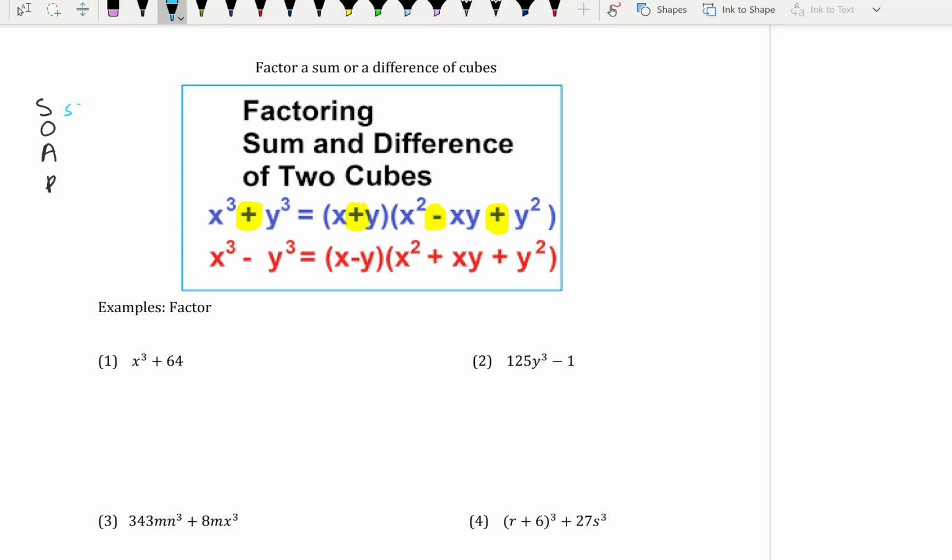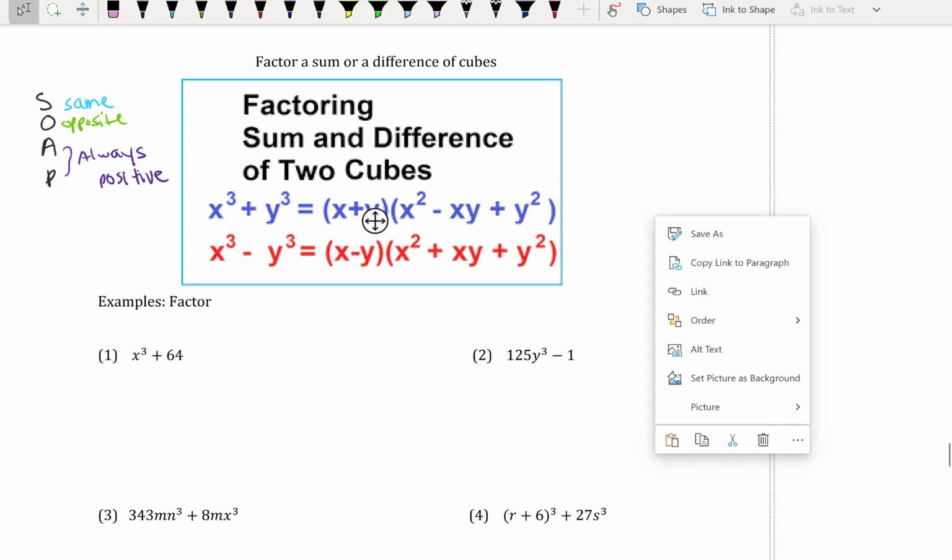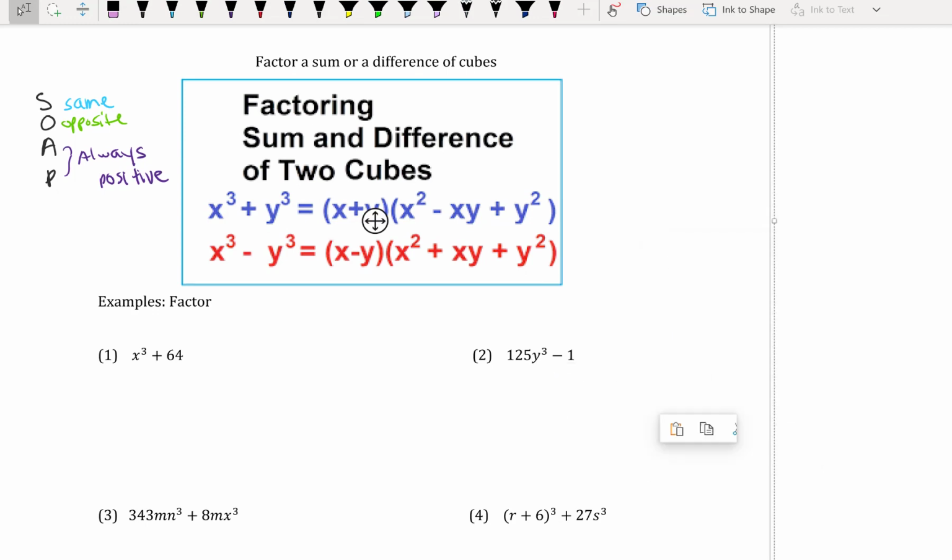So I would have the same, opposite, and then you'd have always positive. So for my subtraction, it's also the same, opposite, always positive. So that way it makes it a little bit easier when I am looking for my signs, okay? All right, so now that we know the pattern and we know our signs, we are going to dig in.